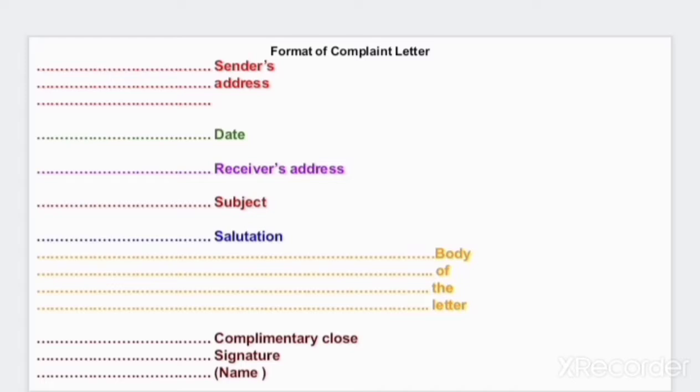So now children, I have just made it very clear to you in this slide why we write a complaint letter. I think you all are getting it in very simple language. I have tried to explain the first step toward it. Okay.